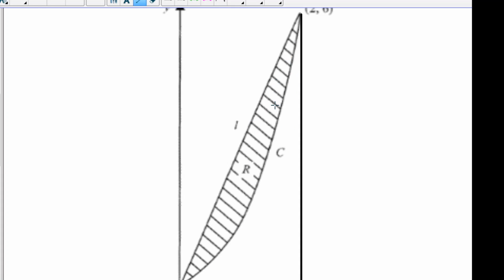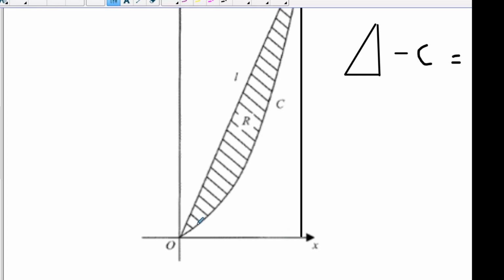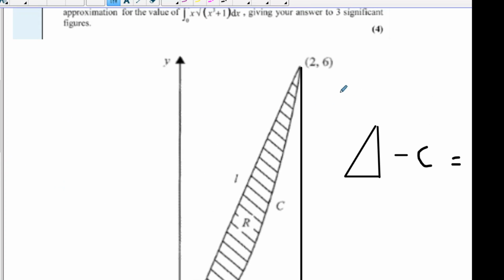So actually, if I want to find the area of R, what I need to do is, it's a composite shape. If I find the area of the whole triangle, and then subtract this piece C, then that will give me what R is. So it's the area of the triangle minus, I'm going to have to go back to my pen here, minus C, and that will tell me what the area of R is. Now from here we can work out the area of the triangle. We know this was between 0 and 2. We know at 2 the value is 6, so we know that the height is 6. So 2 times 6 is 12. Do a half of that because it's a triangle, that would give you 6.